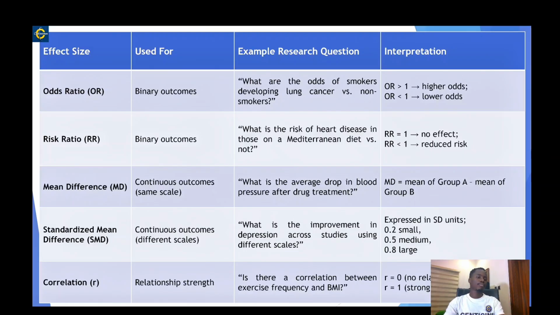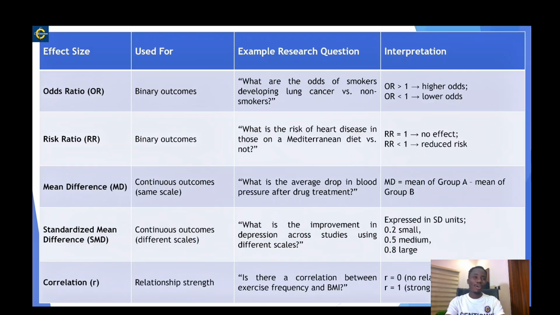When we talk about effect measure, effect size, odds ratio, we use it whenever we are exploring binary outcomes. What are binary outcomes? Yes and no types of outcomes, more like categorical binary outcomes. So let's say, for example, what are the odds of smokers developing lung cancer versus maybe non-smokers? Here the interpretation is based on OR, odds ratio. The same thing applies for risk ratio. We use binary outcomes, but mostly for risk. What is the risk of heart disease in those on the Mediterranean diet?